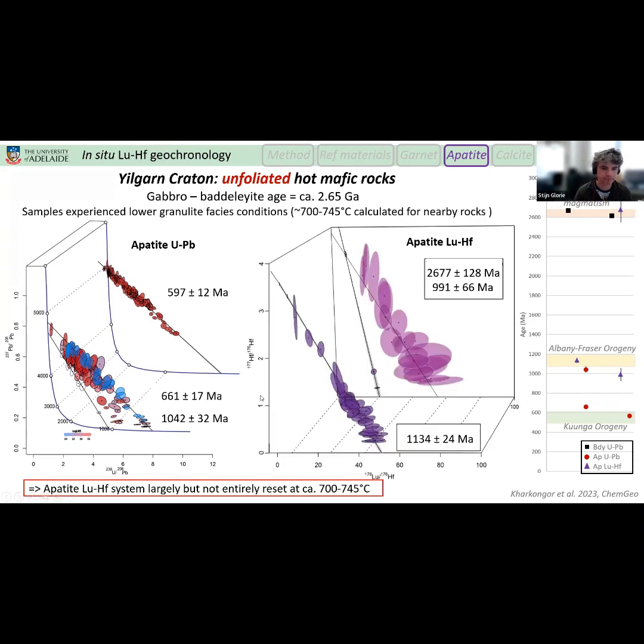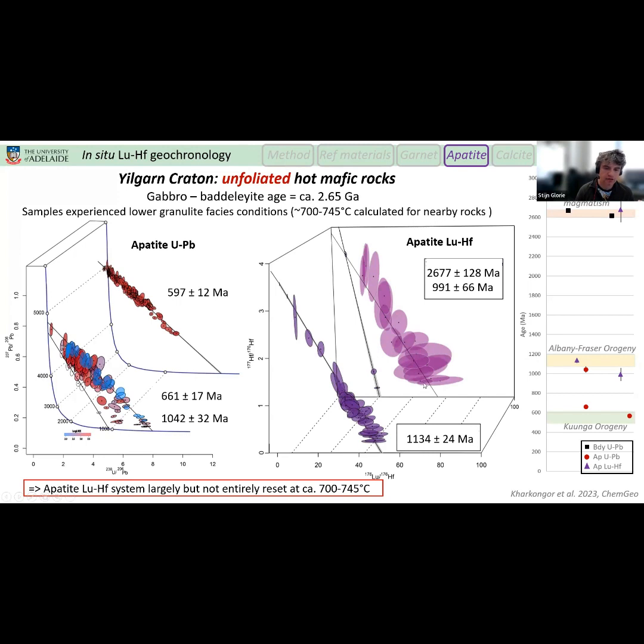What about hafnium then? Remember, these are very hot systems. It looks like in one sample, this particular one, we are nicely dating the timing of Albany-Fraser. So it does not care about the Kunga, which must mean the Kunga is probably colder, but it's dating the timing of the Albany-Fraser, which is likely the high temperature event that we just discussed.